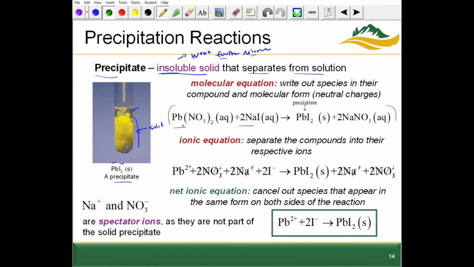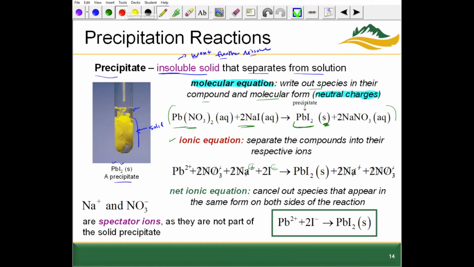Then we predict from the different species that are involved, can a solid insoluble precipitate form from this combination of species that are present? So this is our molecular equation because we're going to write out all the species and their compound and their molecular form. Molecular form means we don't yet see all these charges here like we see in the ionic equation. So for this molecular equation, we do not see any of the charges. So here we see the reaction written out as such, and we see the solid forming.